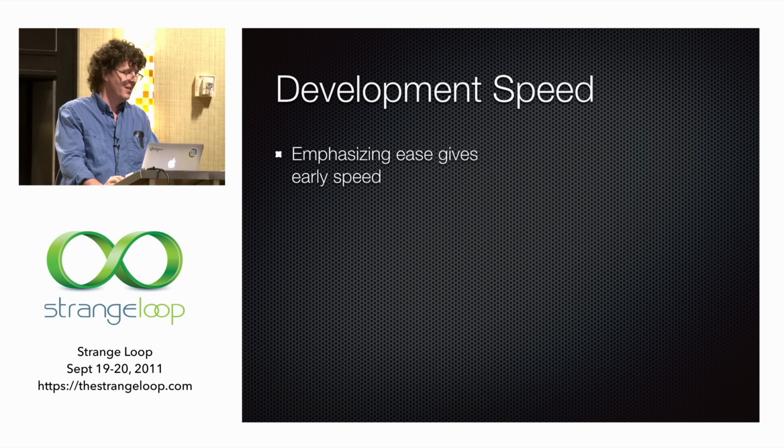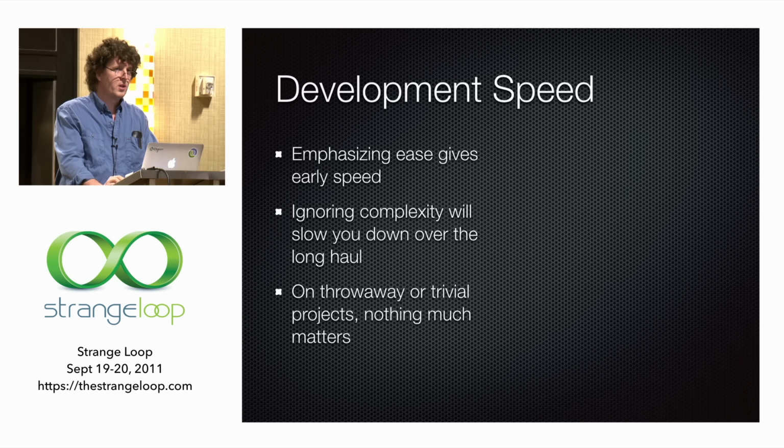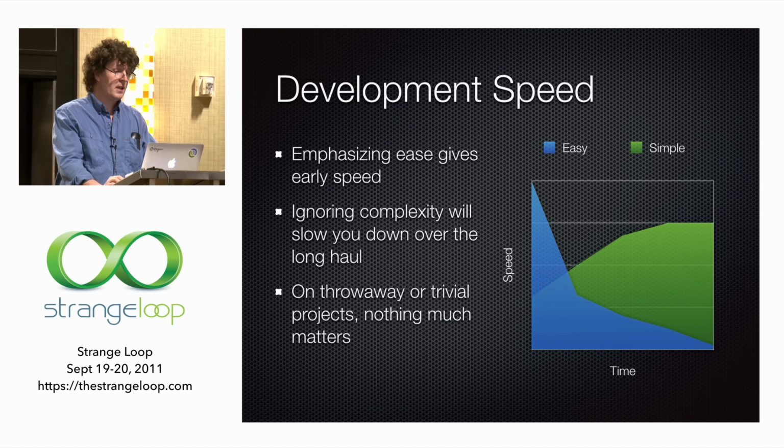It's my contention, based on experience, that if you ignore complexity, you will slow down. You will invariably slow down over the long haul. Of course, if you are doing something that's really short term, you don't need any of this. You could write it in ones and zeros. And this is my really scientific graph. You notice how there's no numbers on any of the axes, because I completely made it up. It's an experiential graph, and what it shows is if you focus on ease and ignore simplicity.